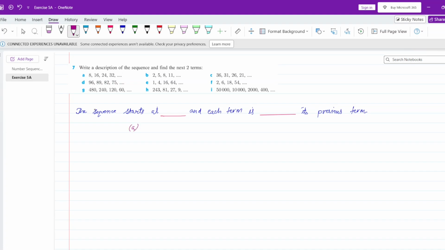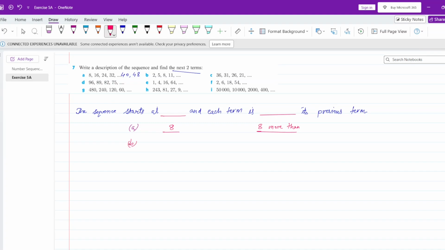So let's say A. We can see 8 plus 8 is 16, 16 plus 8 is 24, 24 plus 8 is 32, and so on. We can write the next two terms as 40 and 48. And we can say the sequence starts at 8 and each term is 8 more than its previous term. So these are the two values that can be filled in this statement.